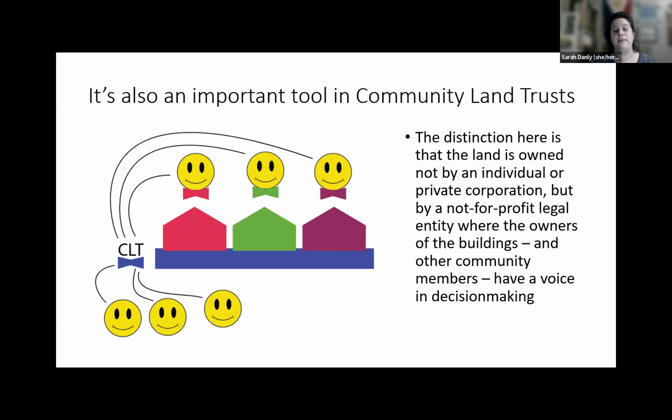Also, the ground lease is an important tool in community land trusts, which was the subject of our first webinar. So the distinction here when a ground lease is used through a community land trust is that the land is owned not by an individual or a private corporation, but by the community land trust, which is a not-for-profit legal entity where the owners of the buildings and other community members have an open line of communication and a voice in decision-making.